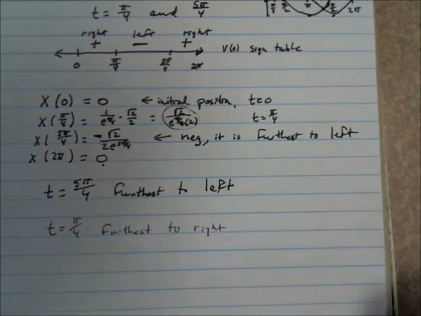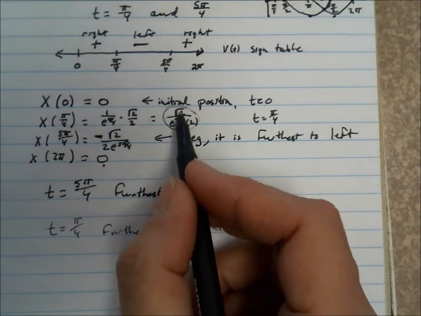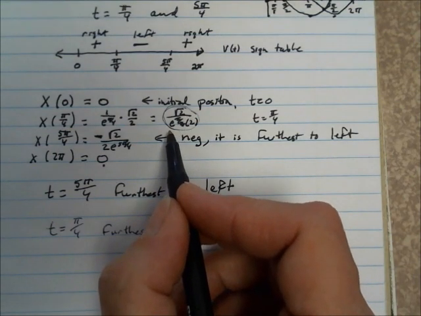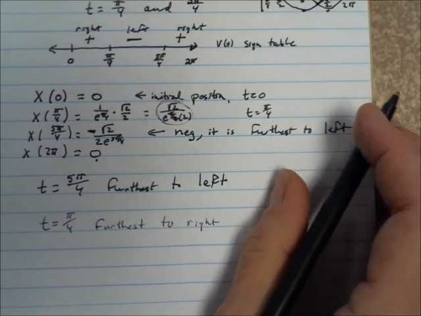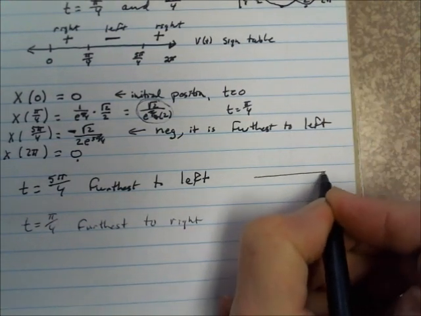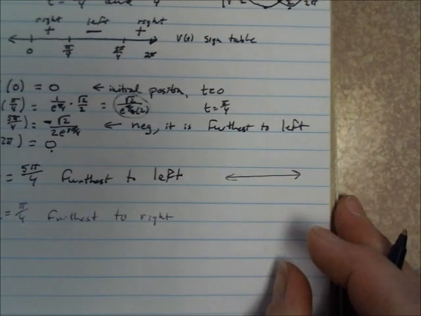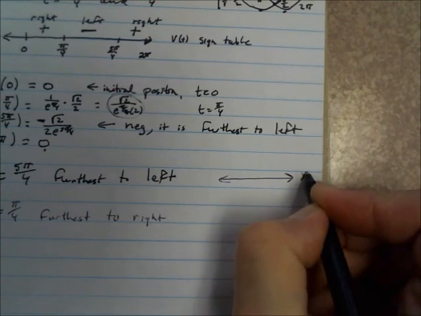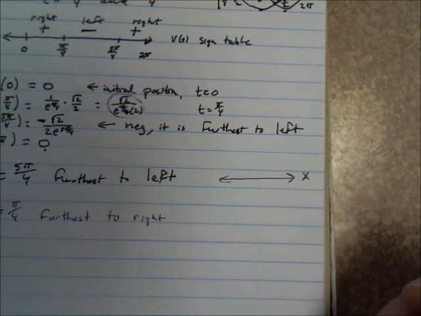Who knows what that is unless we take out a calculator and calculate the square root of 2 over e to the pi over 4 times 2. But let's just really quickly put our x-axis here. This is not a sine table, this is the x-axis.